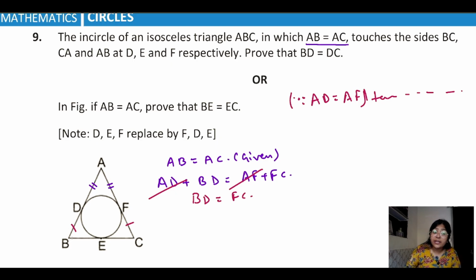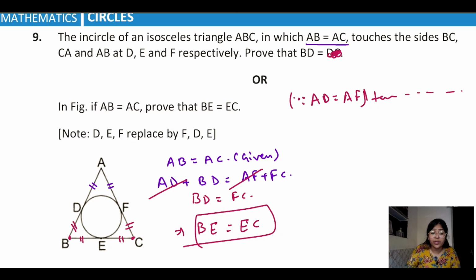BD is equal to BE, yes or no? The length of the tangent drawn from an external point B. Similarly, FC is equal to EC, the length of the tangent drawn from an external point. What we need to prove? We need to prove that BE is equal to EC. This implies BE is equal to EC. We have already done the proving.